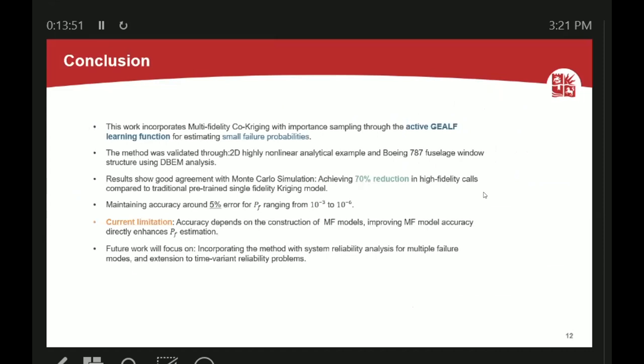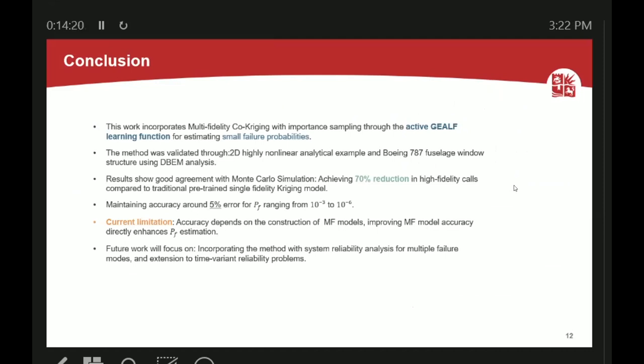To sum it up, we use this active learning function with a multi-fidelity model to estimate small failure probabilities, and we use a 2D example first to validate the method. And we apply the method to the fuselage window structure. We can observe that this has a significant reduction in the number of runs of the high fidelity model, but we still have good accuracy.